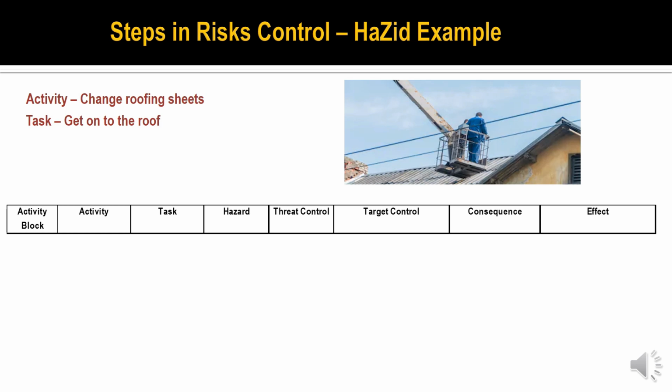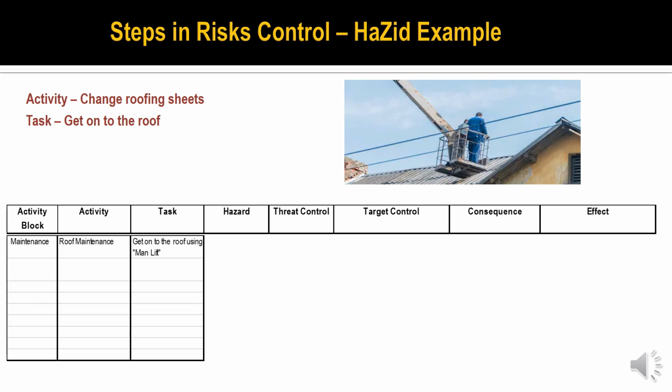So what is the activity block? Changing of the roof sheets is a maintenance activity. The activity block is that. The first one is the roof maintenance. What is the task? Get onto the roof using a man lift. For you to get onto the roof using mechanical equipment, what are the hazards? Working in a man lift is working at height. So when you are working at height, what is the problem?